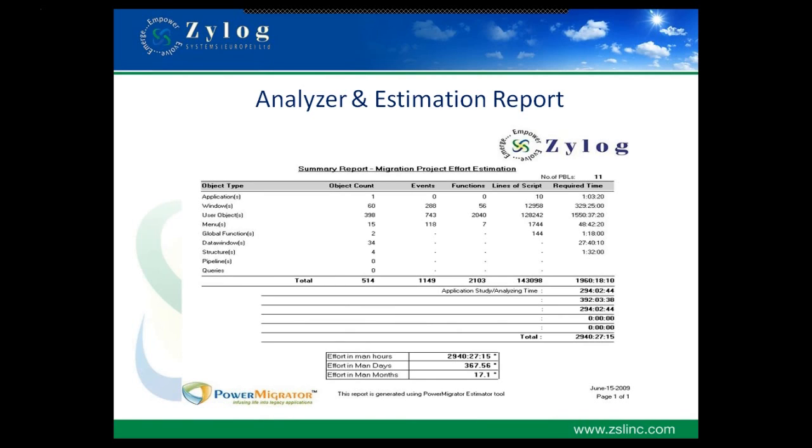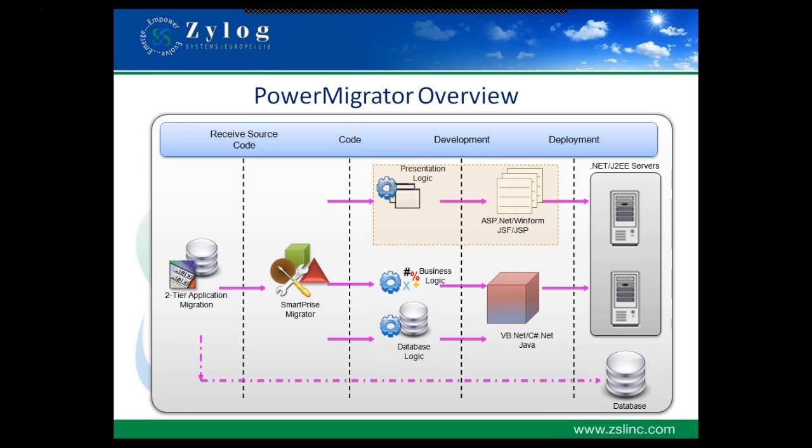So this is another screenshot which gives you a summary of the estimation report for a PowerBuilder application. Okay, so this is another view where it shows a two-tier application migration. We use the SmartPrice Migrator, and we split that into three-tier when you are moving towards the web. We are well experienced in identifying the portions which will go to the web, like JSP, JSF, or ASP.NET, and the other pieces which will go into the backend classes, the data objects, or the DAL classes, the data access layers, and the database logic.